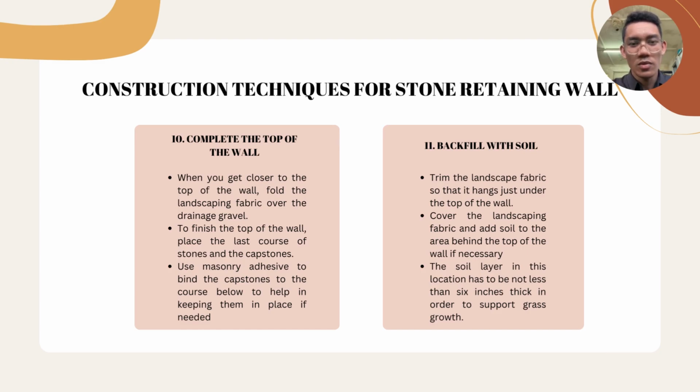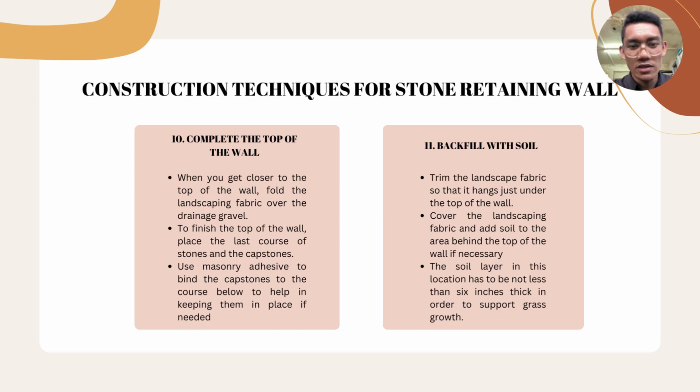Number 10 is complete the top of the wall. When you get closer to the top of the wall, fold the landscaping fabric over the drainage gravel. To finish the top of the wall, place the last course of stones and the capstones. Use masonry adhesive to bind the capstones to the course below to help keep them in place, if needed.